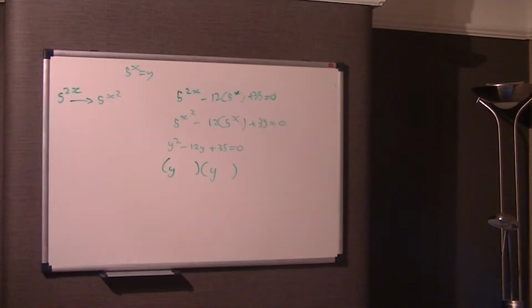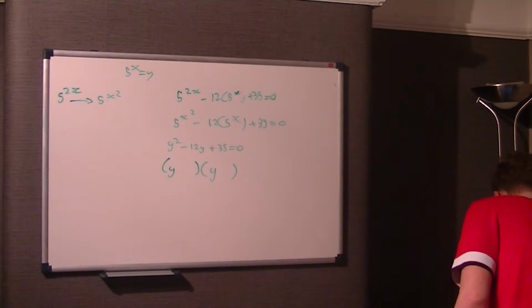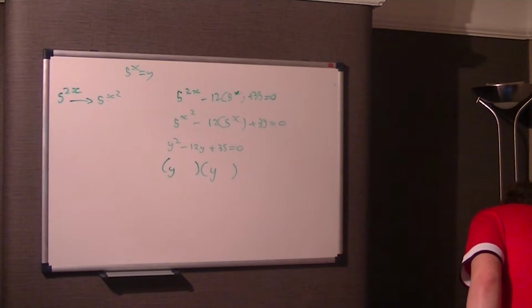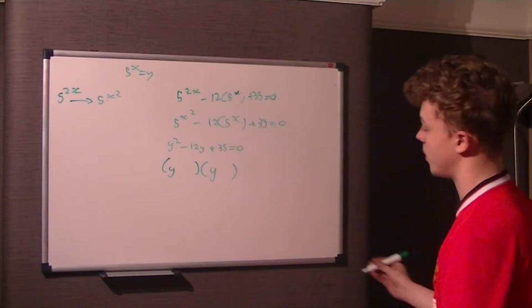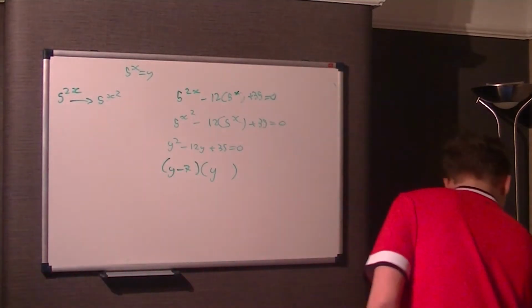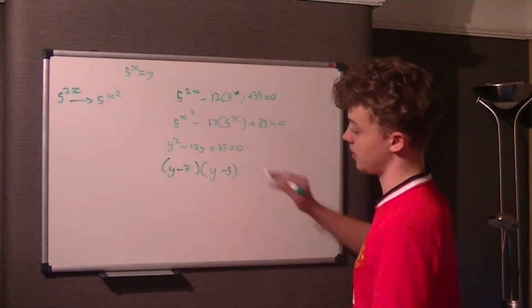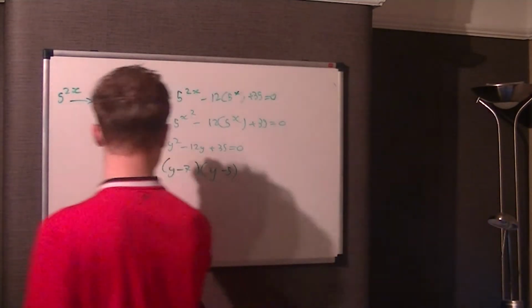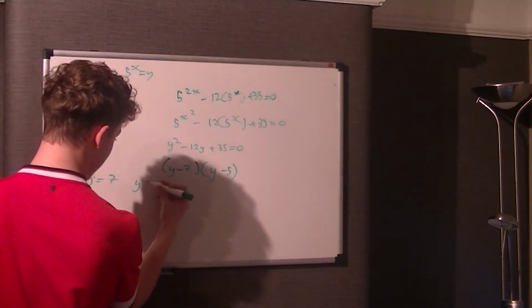So let me double check what that factorises to. Don't want to get that wrong. y take 7 and y take 5. Sorry about that, I just don't want to mess it up. I'm not brilliant at doing these equations. Yeah, so when you expand that, it should get you that. So that tells us y is equal to 7 or y is equal to 5.